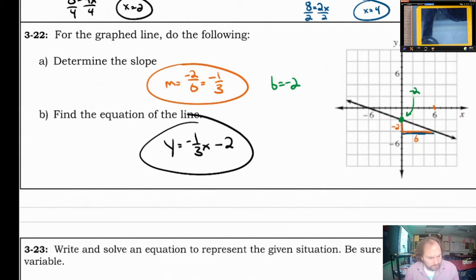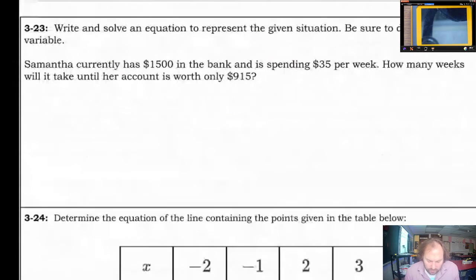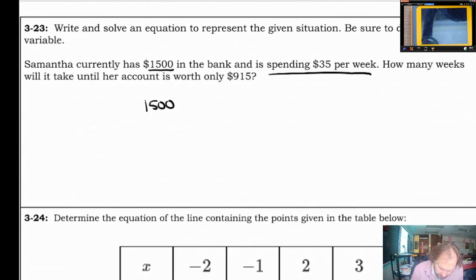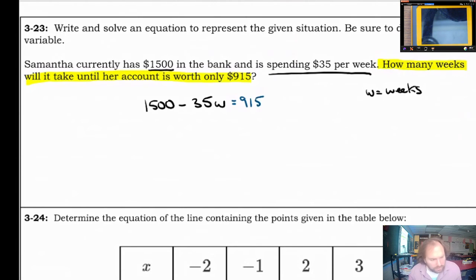322, write and solve an equation to represent the given situation. Be sure to define your variable. Samantha currently has $1,500 in the bank and is spending $35 per week. So right away, I'm thinking about 1,500 minus 35W, where W is the number of weeks that have gone by. The question is, how many weeks will it take until her account is only worth $915? So we want to know when this is going to equal $915.